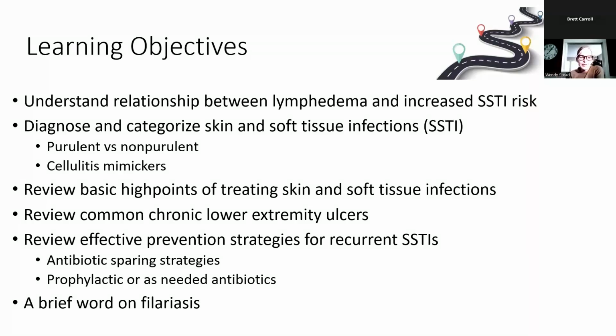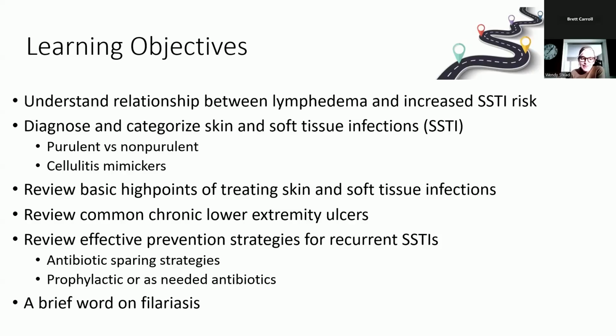And then I think the most important part of this talk will be reviewing effective prevention strategies for recurrent skin and soft tissue infections. Every skin and soft tissue infection that these folks have probably increases their risk for more future infections by, again, damaging their local lymphatic system. And so I think it's really important that we know good ways to try to avoid these, and there are good ways to try to avoid recurrences.